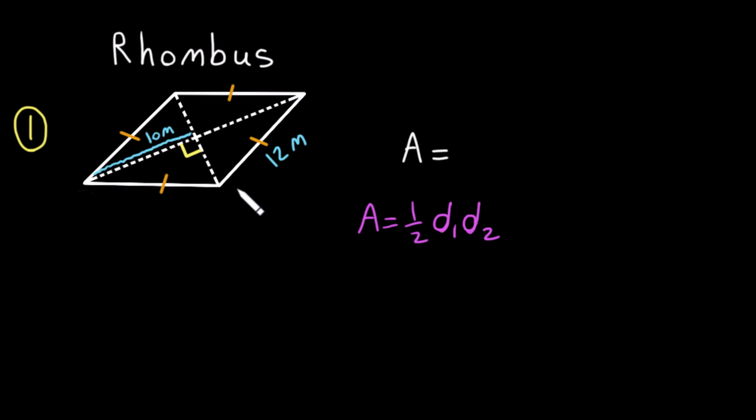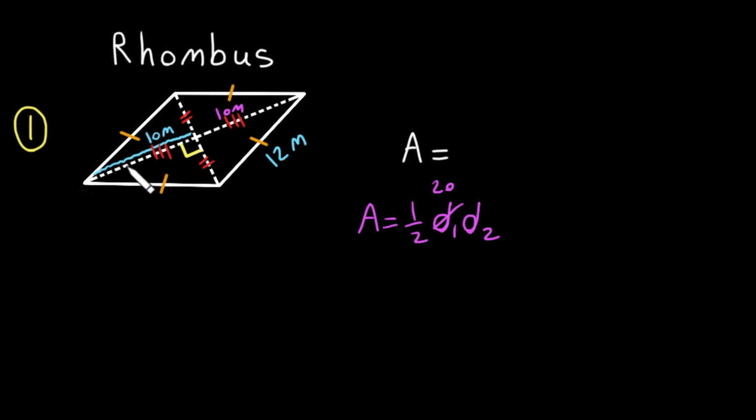As we know, in a rhombus all sides are equal. This means here 12 meters, 12 meters, 12 meters, 12 meters. And also, the diagonals bisect each other. This means this half diagonal equals this half diagonal. So we found already the first diagonal, which is 20 meters, because this is 10 meters and this one is also 10 meters. So d1 is 20 meters.